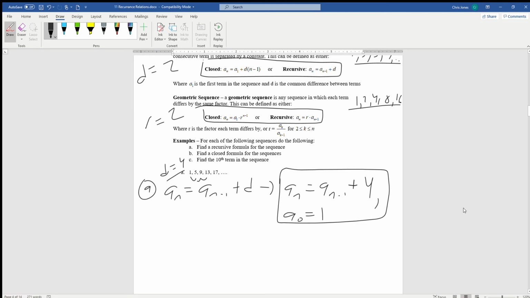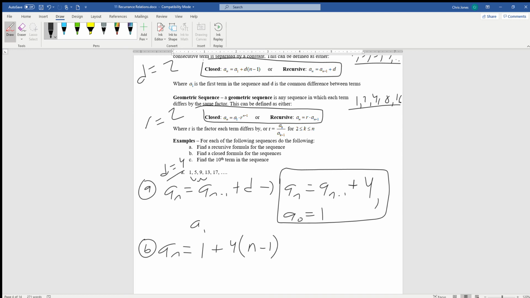If I want to find a closed form for letter B, we could say a sub n is going to be equal to the first term in the sequence, which is 1. This is our a sub 1 in the sequence, plus d, which we said was 4, times n minus 1.